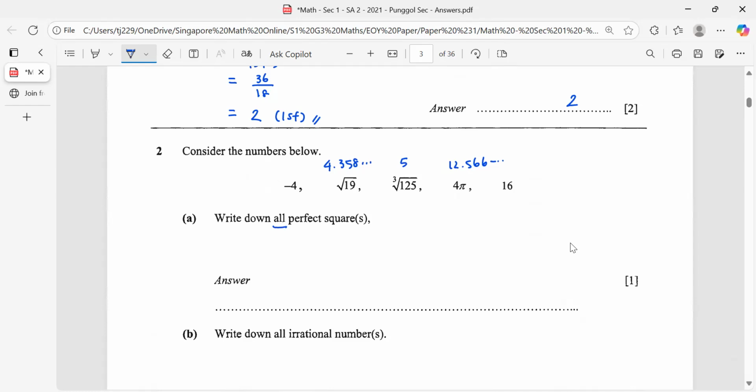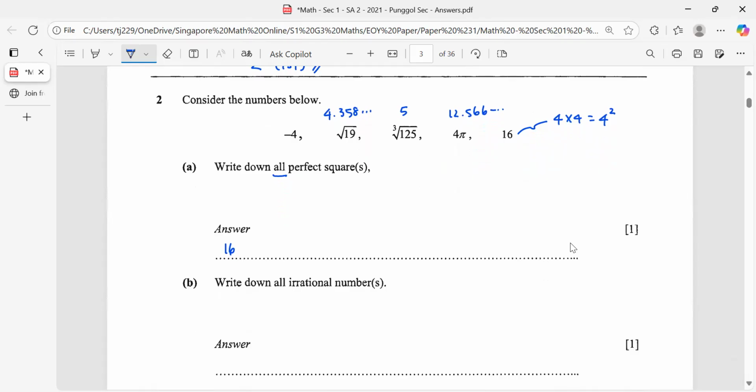Okay, square root 19 is not a perfect square because it does not give us an integer. Cube root of 125, it's not as well. 4 pi, no. 16, yes, because 16 is actually 4 times 4, okay? Which is 4 squared. So our answer, 16.